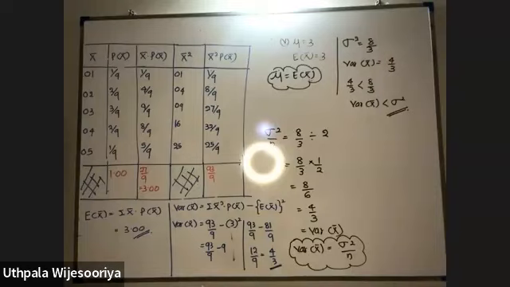Now here we divide the samples in 2 different ways, as large and small samples. Large samples are those where the size of the sample is greater than or equal to 30. So we consider them as large samples.